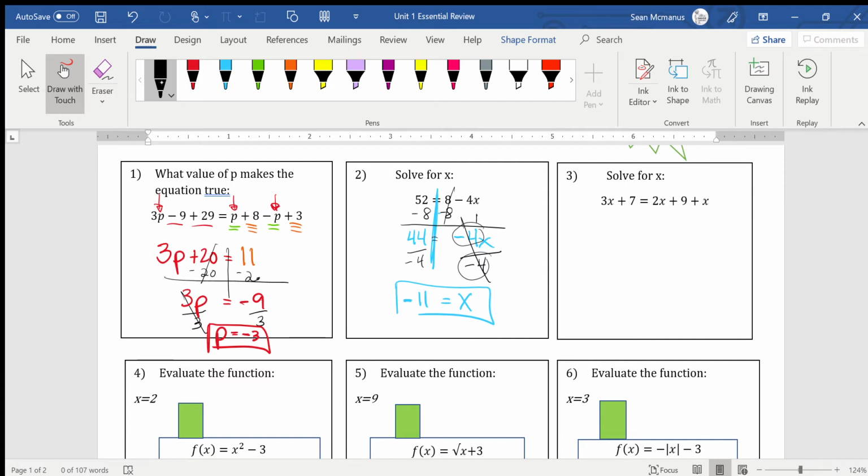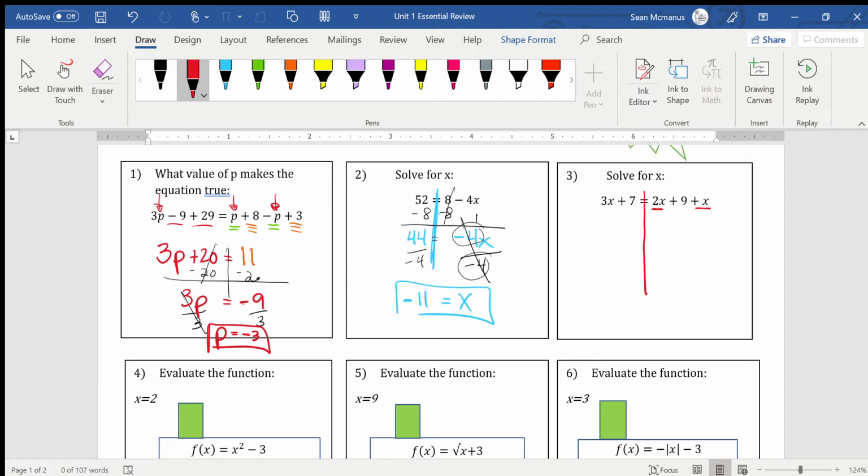3x plus 7 on the left. Remember we said on our first problem we want to see if there's anything we can do to combine terms to make it simpler. 3x and 7, I can't combine those. The 3x has an x, the 7 doesn't. On the right side, I see here I have a 2x plus 9 plus x. So there's two things on the right side with x's.